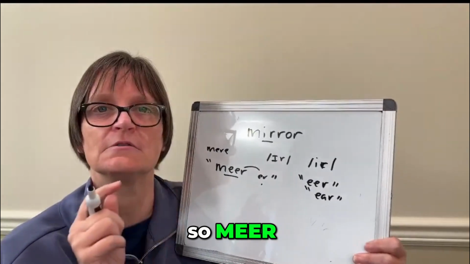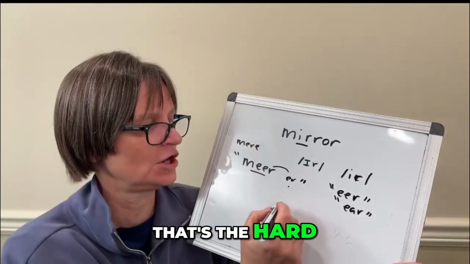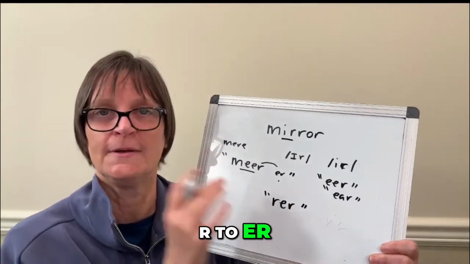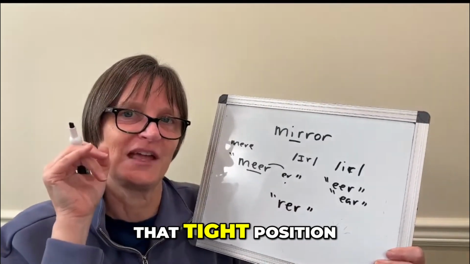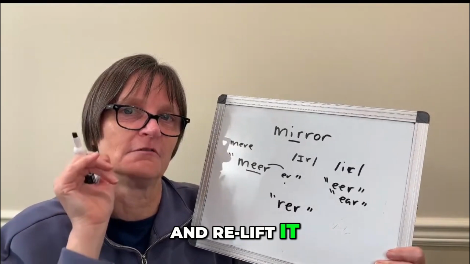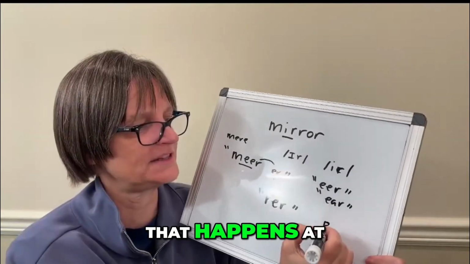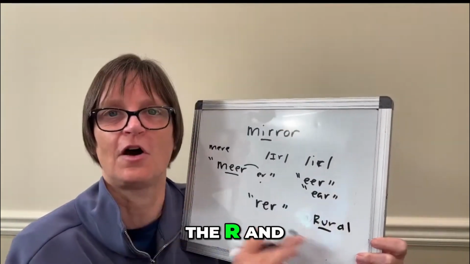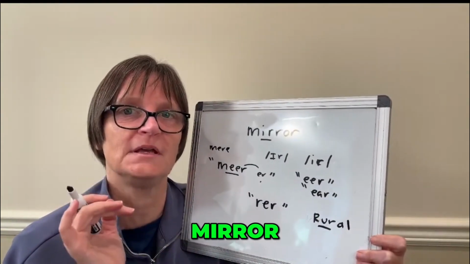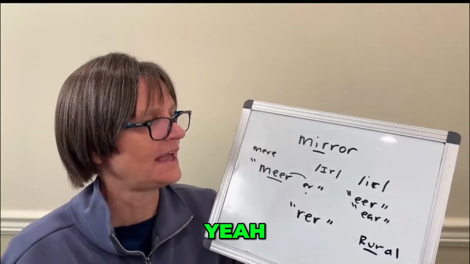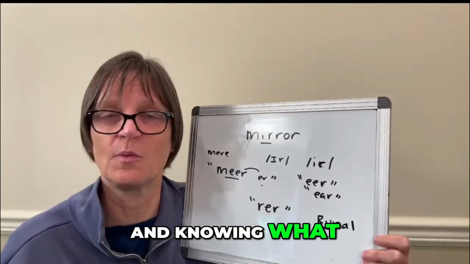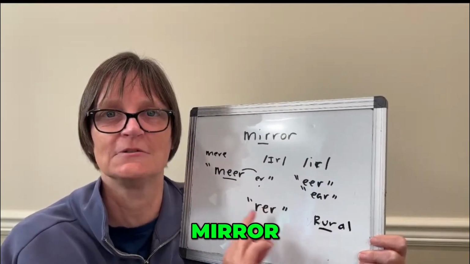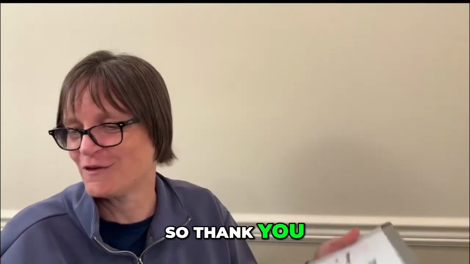So mirror, that's the hard part to do, and so you may need to just practice going from R to R, to be able to just lift that tongue into that tight position, drop it, and re-lift it. Same thing that happens at the beginning of rural, which is what makes that so hard as well. The R and the L, and also just doing that mirror, rural. Yeah, not easy. And knowing what sounds the letters say, as well as sequencing the mir to the mirror, can be quite challenging. So thank you for bringing that up.